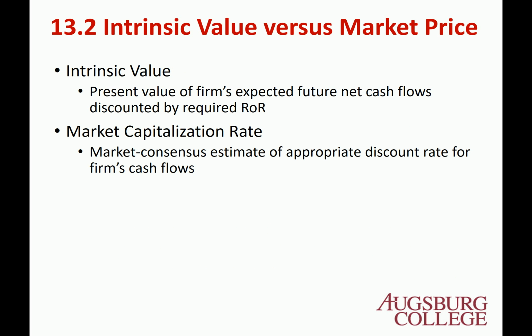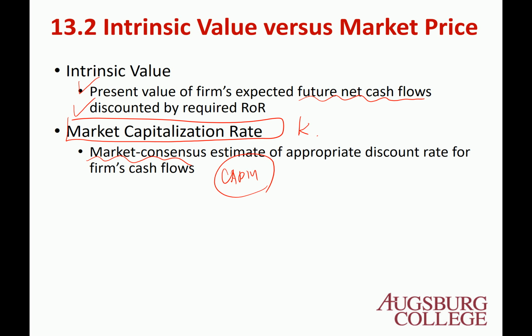Now, the intrinsic value is the present value of the firm's expected future net cash flows, which is basically the basis of valuation. Valuation should be based on the expected future cash flow, discounted by some appropriate discount rate, which is the required rate of return. And this required rate of return should be the market capitalization rate, usually denoted as k. This is the market consensus estimate of the appropriate discount rate for the firm's cash flow. Market consensus is a pretty subjective term, so you have to estimate that. There are a number of ways to estimate it, but in many cases we estimate using DDM models. Sometimes, like from the Fama-French three-factor model, the valuation model we learned in the previous part.